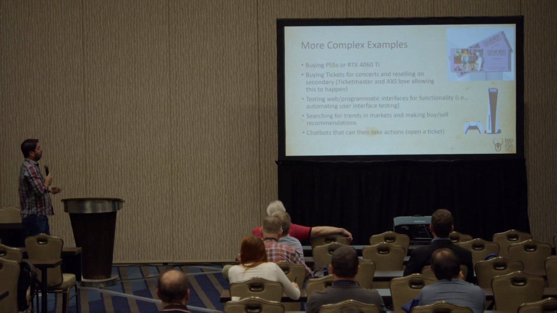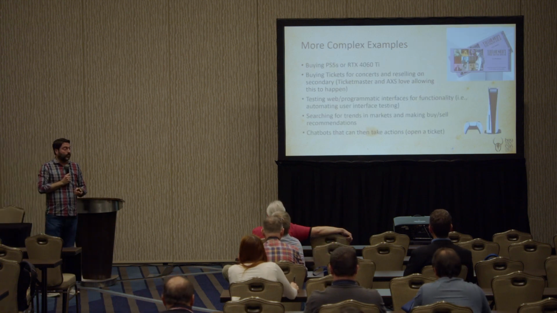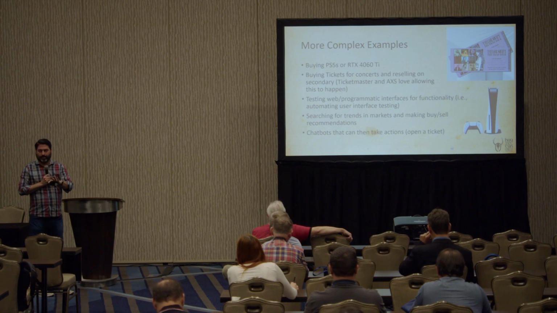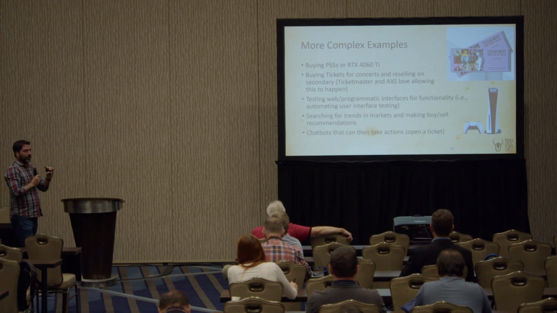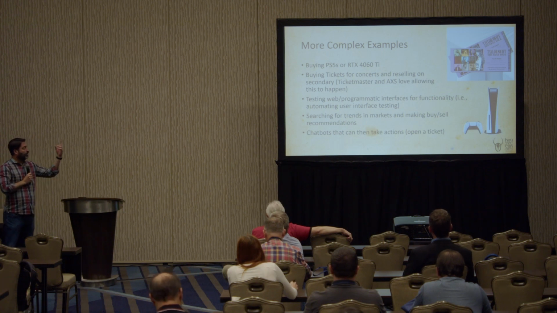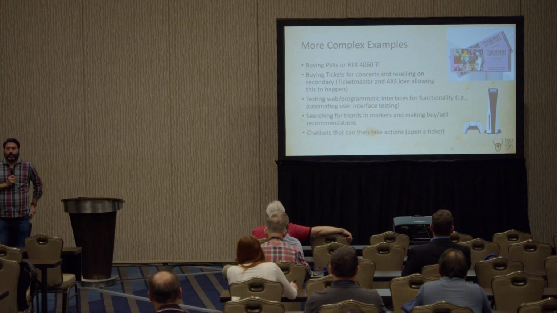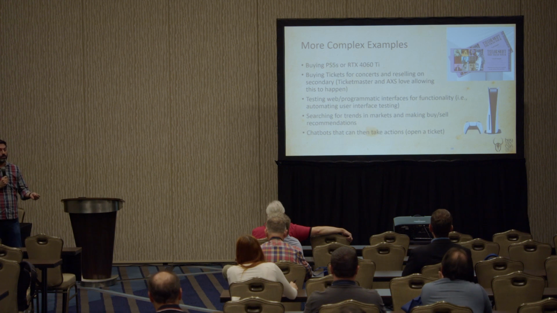Okay, so let's talk about some more complex examples. I understand that a couple of these might be a little bit dated, but they're very good examples, I think. Buying PS5s or a graphics card. Because the supply is low, it drops at seemingly random times, and the demand is very high.